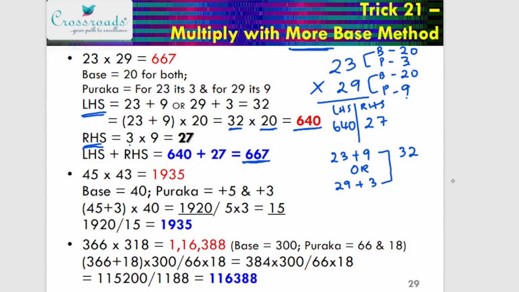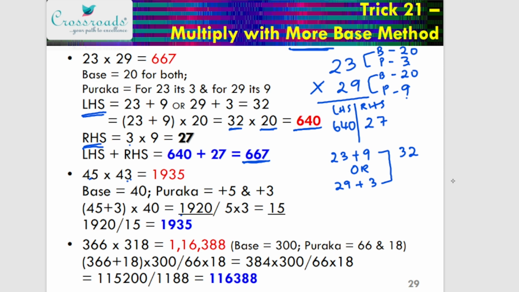Let's try to understand with yet another example. 45 into 43. Here the base is 40. The Puraka is plus 5 for 45 and plus 3 for 43. Now to get the LHS, 45 plus 3, the Puraka of the other number, which is 3. So 45 plus 3 is nothing but 48. 48 into 40, I'll arrive at an answer of 1920.